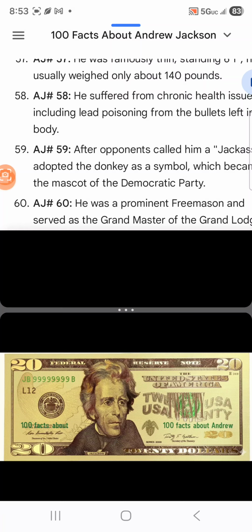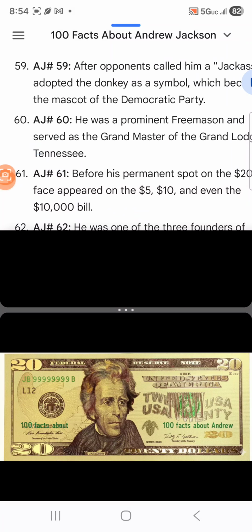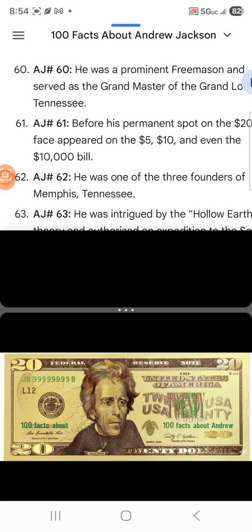59. A.J. number 59. After opponents called him a jackass, he adopted the donkey as a symbol, which became the mascot of the Democratic Party. Oh, I mentioned this earlier. 60. A.J. number 60. He was a prominent Freemason and served as the Grand Master of the Grand Lodge of Tennessee.